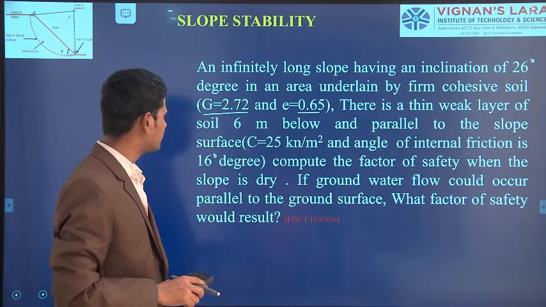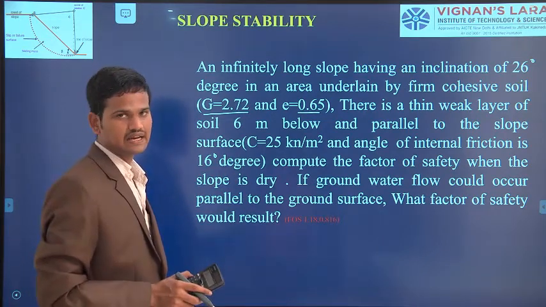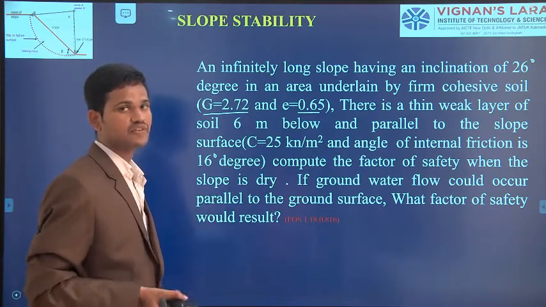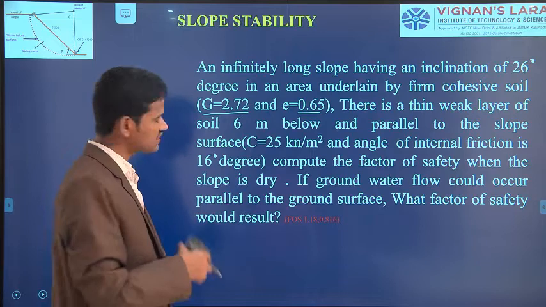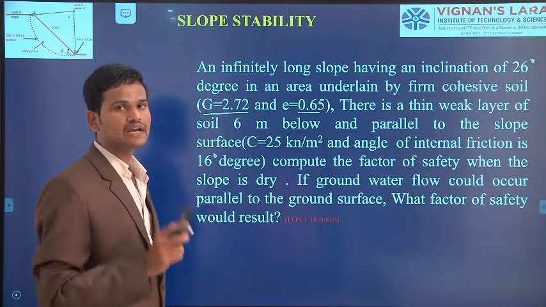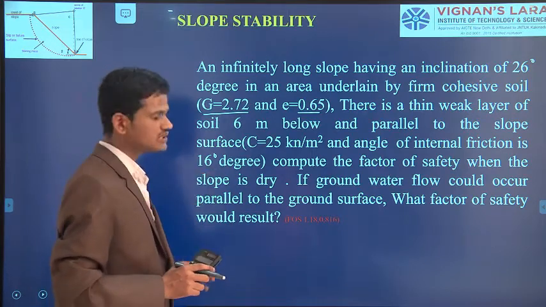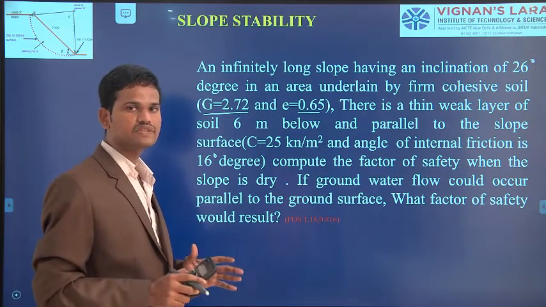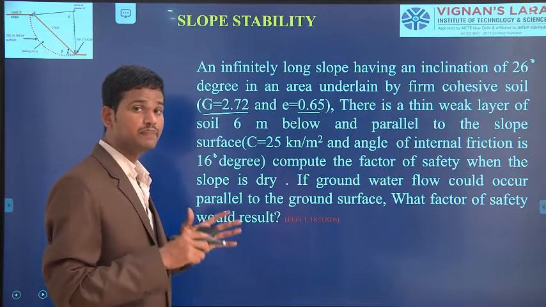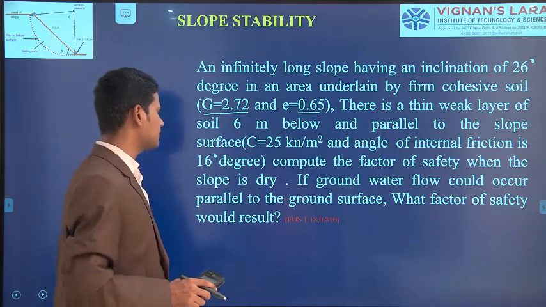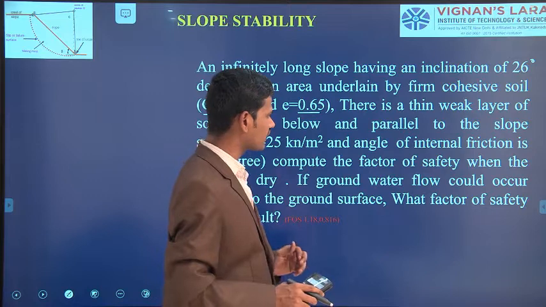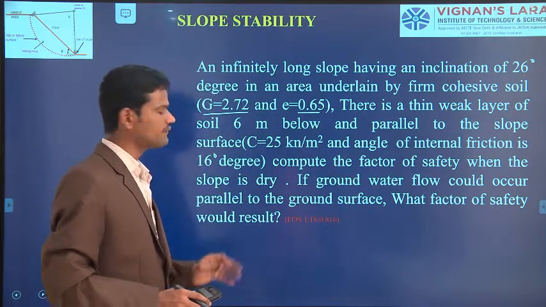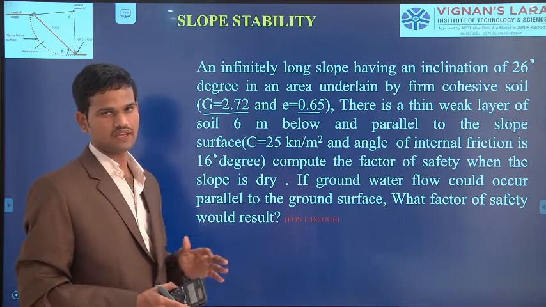Compute the factor of safety when the slope is in a dry condition. That means cohesion is there as well as the angle of internal friction. When both of these parameters are given, we have to calculate the factor of safety. In the first condition, they are asking to calculate the factor of safety when the soil mass is in a completely dry condition. In the same question, they are asking, if groundwater flow could occur parallel to the ground surface, what factor of safety would result?